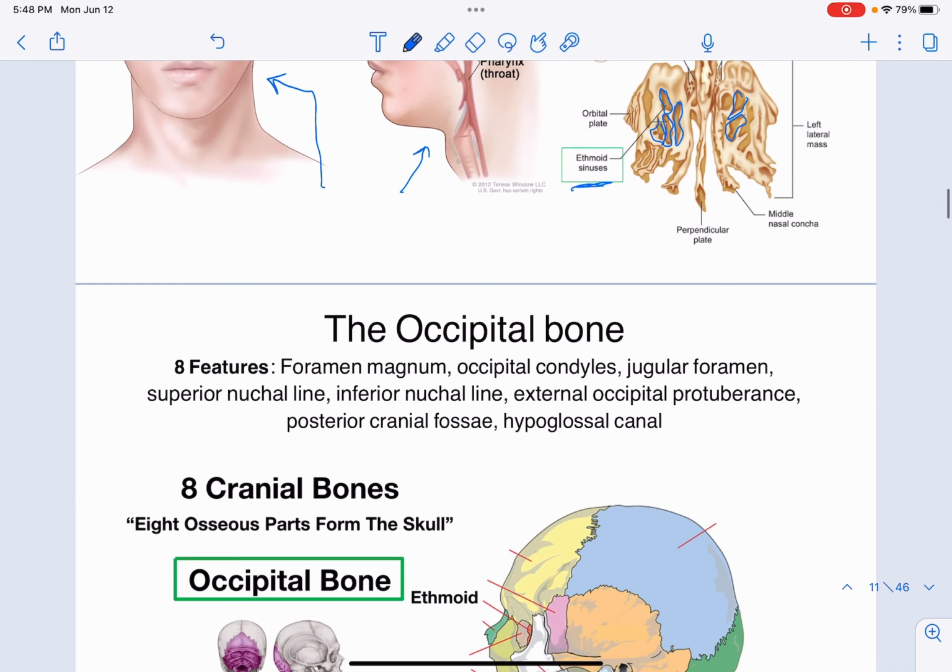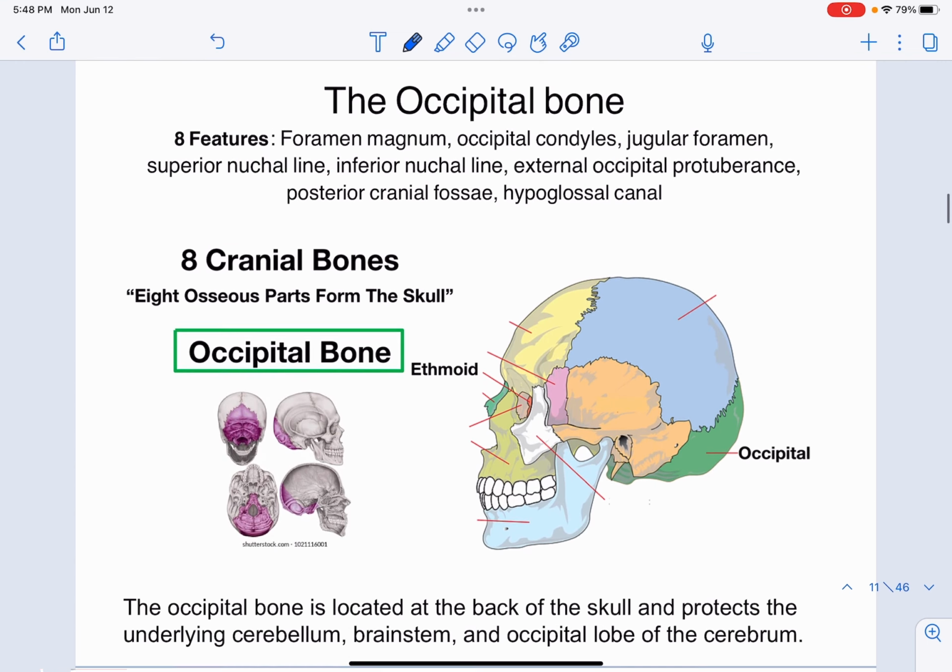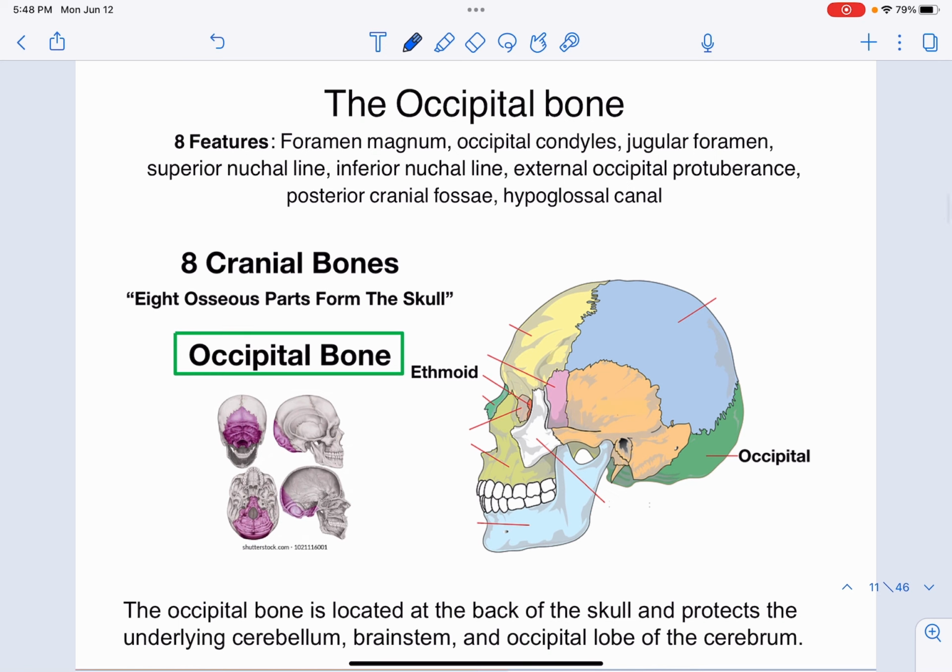All right, let's move on to the occipital bone. Again, the occipital bone is here in green. It's what makes up the back of the skull. And you can see it in various views here, whether you look at an inferior view of the skull or a sagittal view. Okay, here's a lateral view. You can see where the occipital bone is. Here's a bigger image to show you over here.